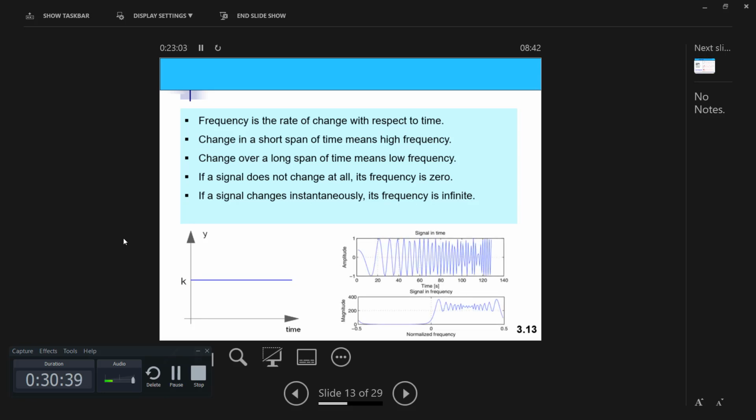Okay. So this is an example of a signal in time. Here we have low frequency, and here we have a change very fast in time. So we have a change in the frequency but at a high value. So this is a signal in time and this is the signal in frequency. I need to represent the signal in time and frequency.